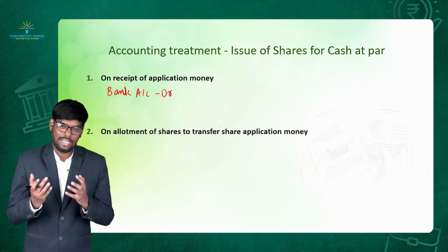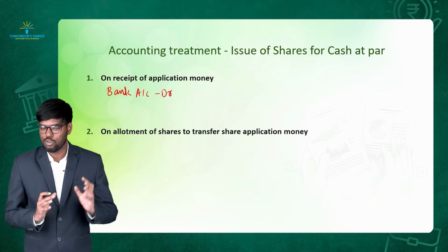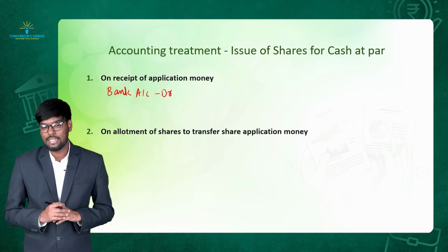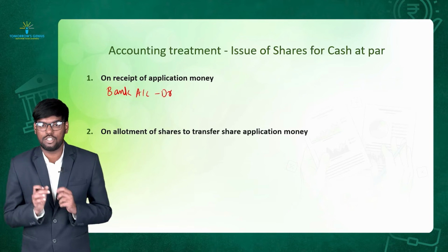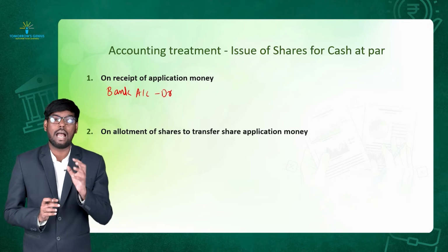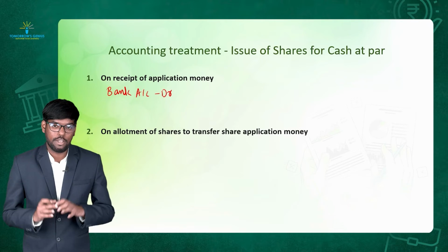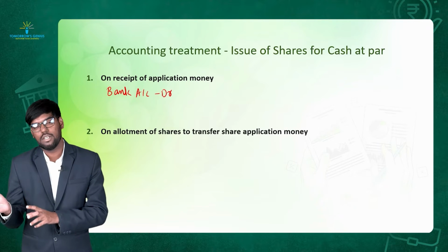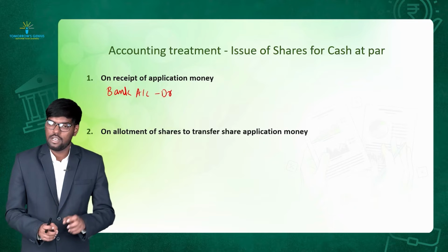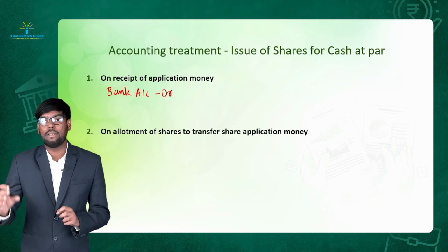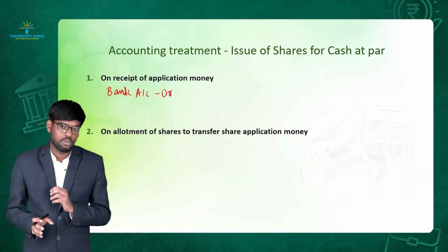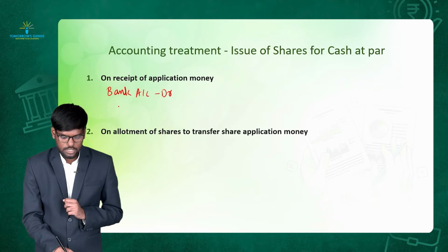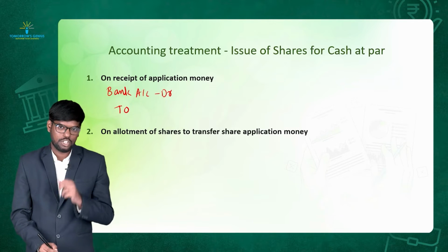We are going to collect the money, so money comes into your business, and we have to debit bank account. Which money are you receiving here? As I said, we are discussing the application stage, so you are receiving application money. If the company is issuing equity shares, then it is known as equity share application money. If the company is issuing preference shares, then it is known as preference share application money. So, you have debited bank account, and this money is nothing but the application money that you have received.